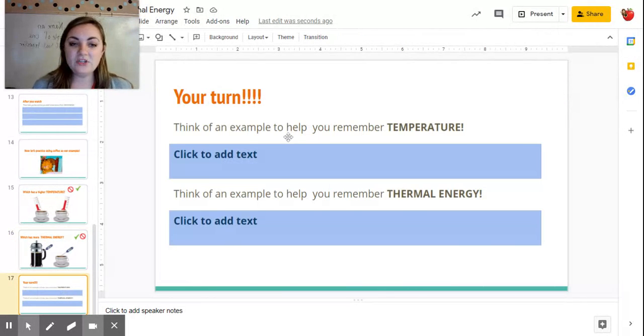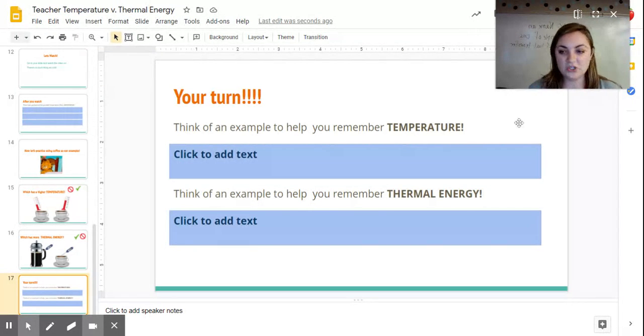All right, and now it's your turn. I want you to think of an example that's going to help you remember the difference between temperature and thermal energy. So give me an example of temperature in this box and give me an example of thermal energy in this box. If you can't think of anything on your own, feel free to look something up, be resourceful, and keep this as a resource that you can come back to when we have a test or something, to study and understand the difference between temperature and thermal energy.